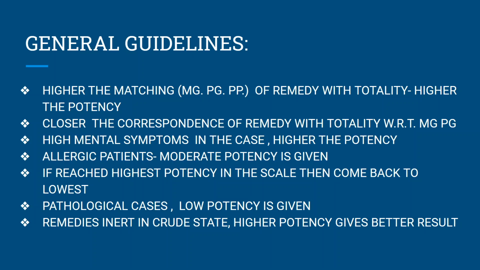High mental symptoms in the case, we consider higher potency. Allergic patients, moderate potency is given. If reached highest potency in the scale, then come back to the lowest potency. Thus, if we are treating a chronic case, we are increasing the potency over a period of time. And if we reach the highest potency, then we can come back to the previous lowest potency.